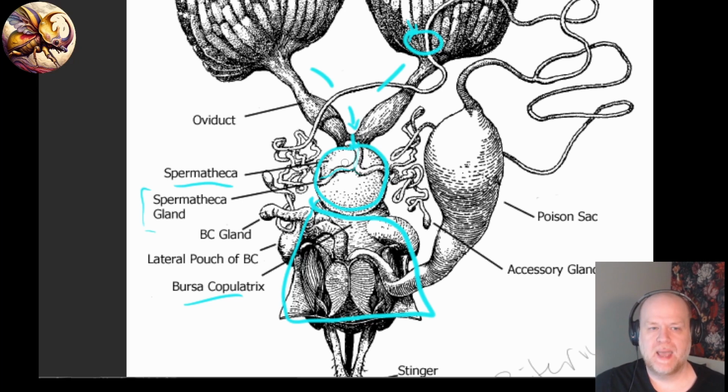As the ovum passes down into this bursa copulatrix, which is made up of a series of glands and pouches, into this bell-shaped mating chamber, it is fertilized with a sperm from the spermatheca, and this is a controlled process of the queen bee. She is only allowing one sperm at a time out of the spermatheca to fertilize the eggs, and then the ovum passes down.